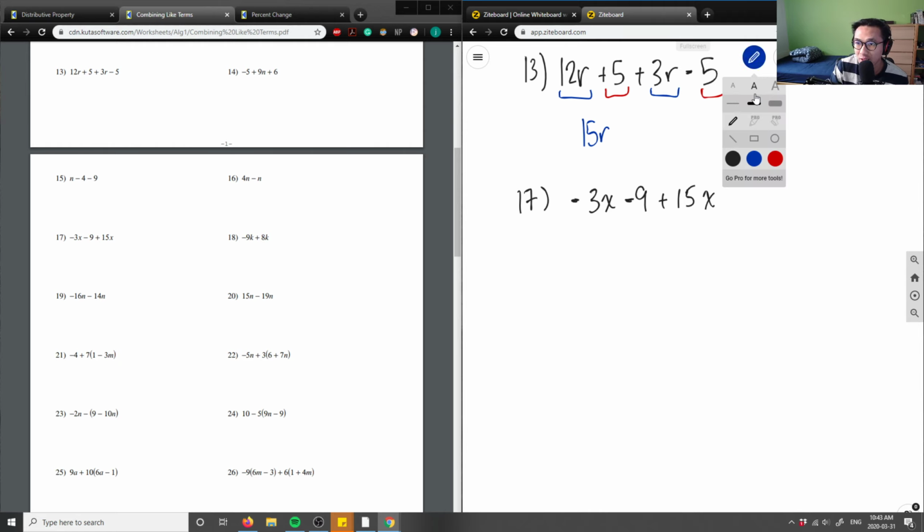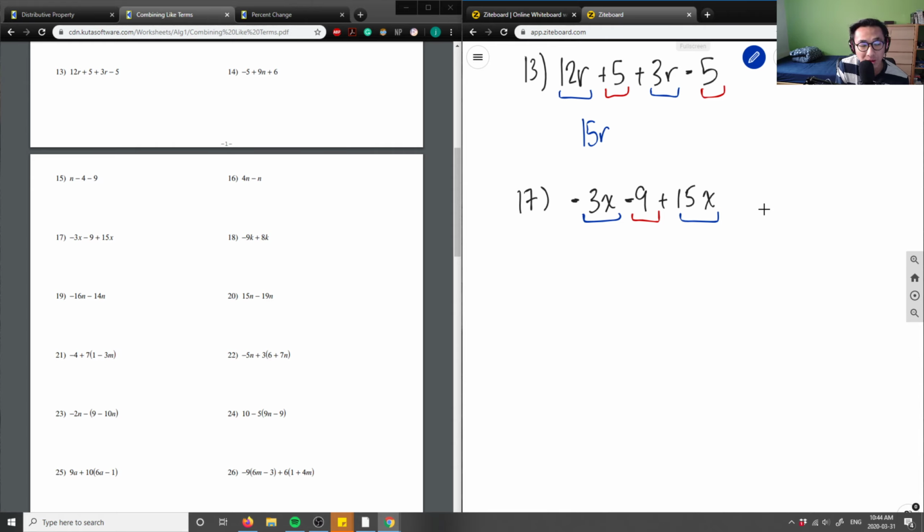So what are my like terms here? Let's do left to right. So again, negative 3x, so we have an x term here, and then 15x is also an x term here. And then in this case, what are we left with? We're left with this number here, right? This is just simply a number, so it doesn't have any other terms to be like with. So I'm just going to leave that.